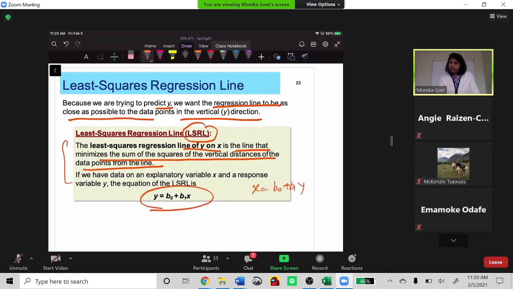And if I say this, that means I do not have the distinction between x and y, and I end up predicting x instead of y. So this is not correct.